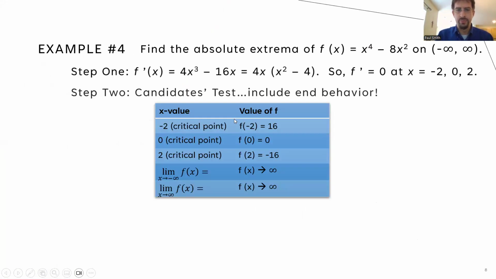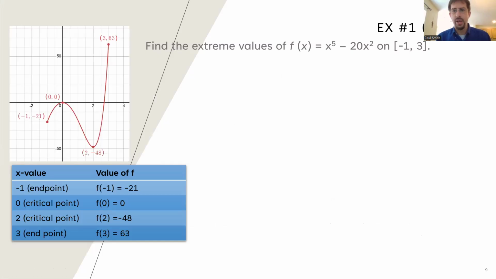Oops, sorry about that. All right, now to our examples, page 217. So example number 1, we want to find the extreme values of f of x equals x to the fifth minus 20x squared on the interval -1 to 3. So I've drawn the graph. You can probably tell what's going on here, but you won't have the graph. I'm just using that as an additional thing for us.